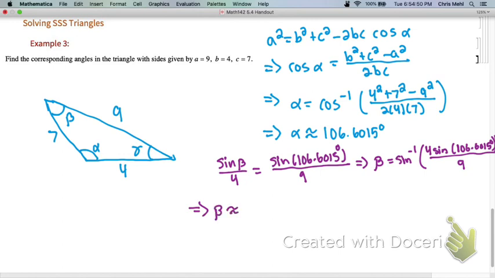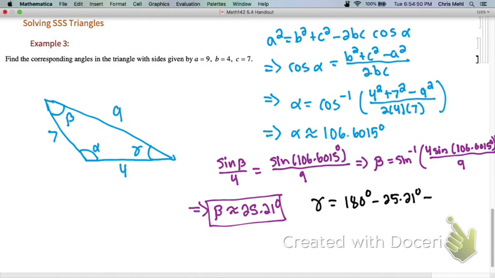And beta, therefore, is approximately, and I'm going to round this to 2 decimal places, I get 25.21 degrees. Okay, so there's beta. Now I can find gamma, because gamma is 180 degrees minus the first 2 angles. And I'm just going to round alpha to 2 decimal places to make this calculation.